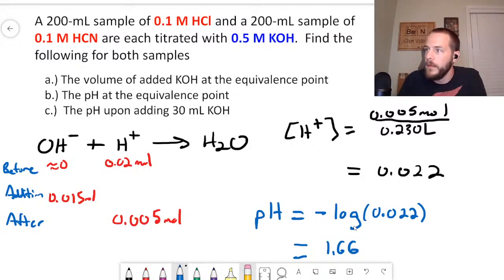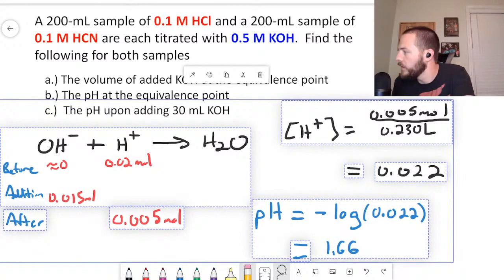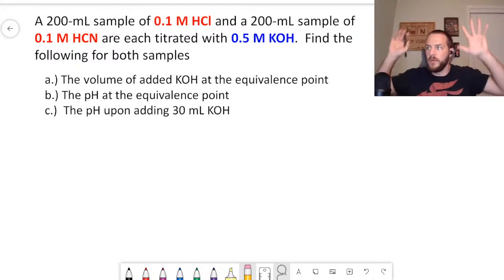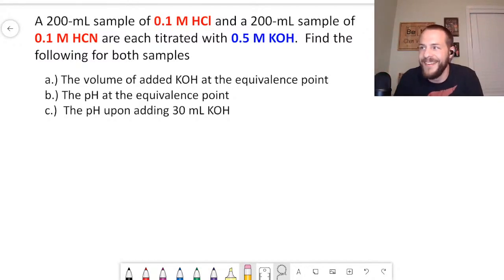Okay. So, now we figured out the pH upon adding 30 milliliters of our potassium hydroxide. We want to do the same for the HCN, the weak acid sample, right? So I'm just going to take everything and delete it. Yeah, looks like Demeen got the same thing. Very cool. We're both on a roll tonight.